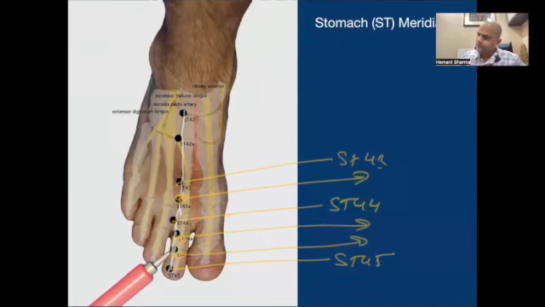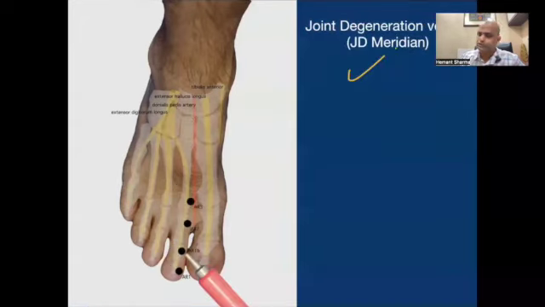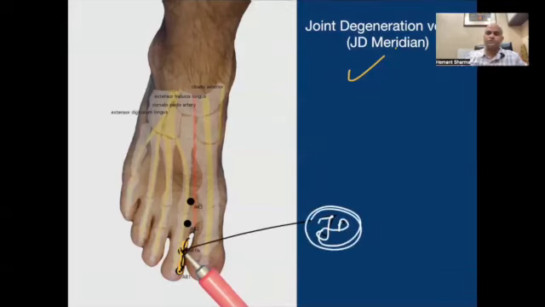So on one side we have the stomach meridian in the index toe, but as per Dr. Voll, the index toe is a very wonderful toe. All joint problems we can treat with the index toe only. So on the inner side, on the thumb side, this meridian is called the joint degeneration meridian. And with the help of this, we will be able to treat the problems of the joints, right?